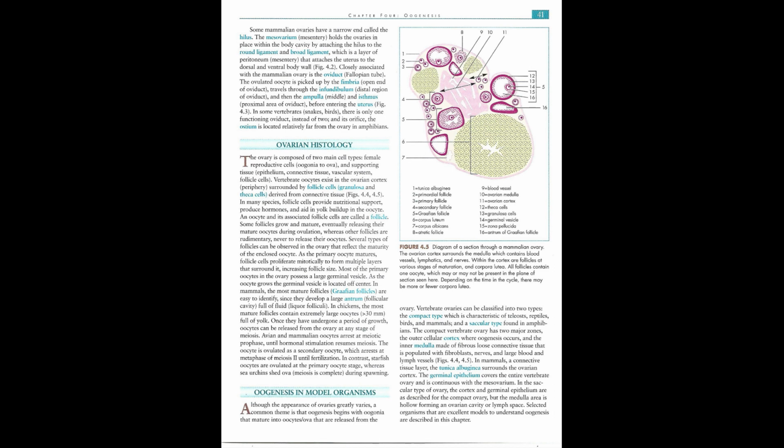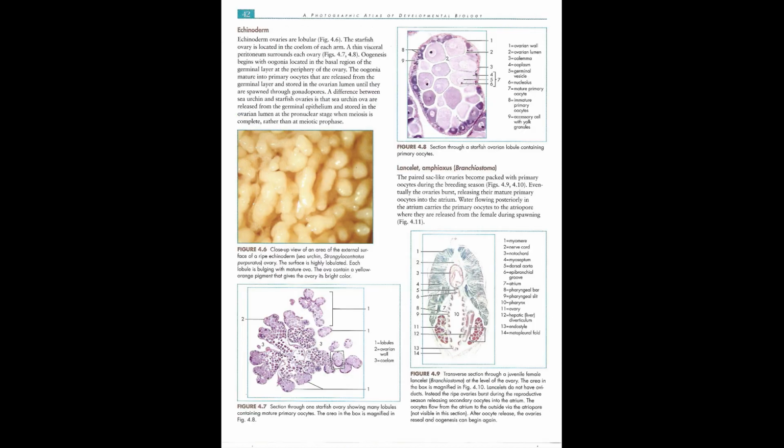In the saccular type of ovary, the cortex and germinal epithelium are as described for the compact ovary, but the medulla area is hollow, forming an ovarian cavity or lymph space. Selected organisms that are excellent models to understand oogenesis are described in this chapter.